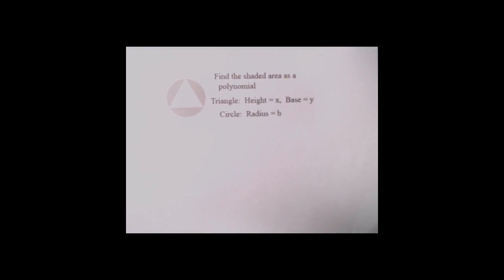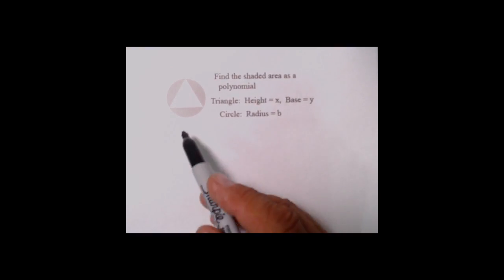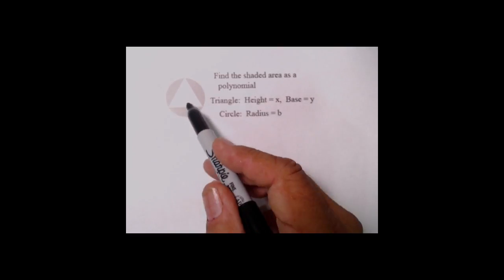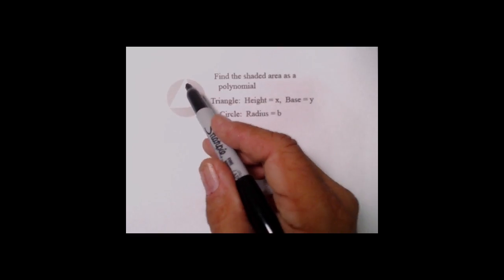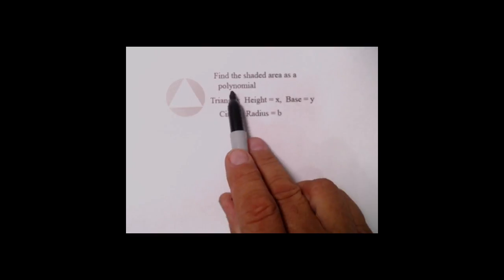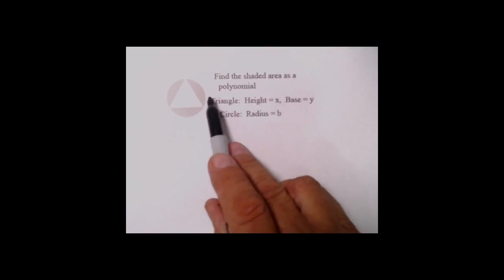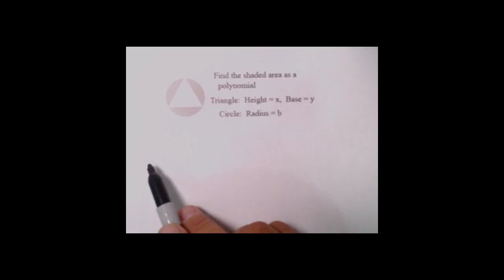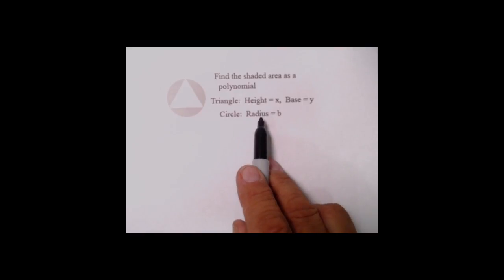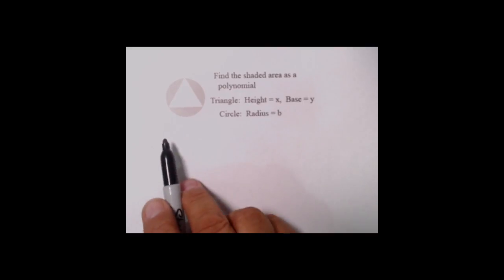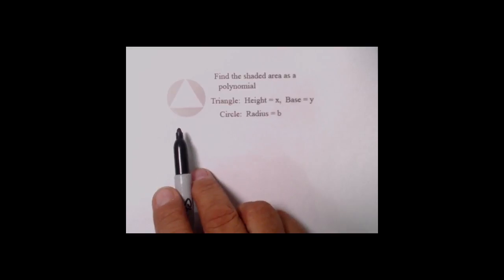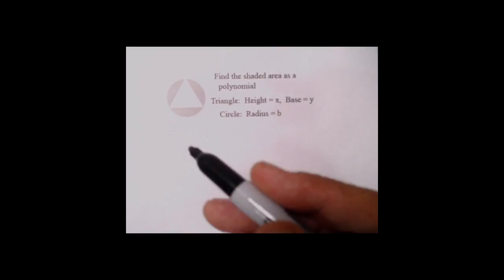Here's one to begin with, and notice that what we have is a circle, but there's a triangle that's been cut out of the middle of it. We want to find the shaded area as a polynomial. So we don't have the actual numbers, but what we're going to do is figure out what the value would be just with the letters.